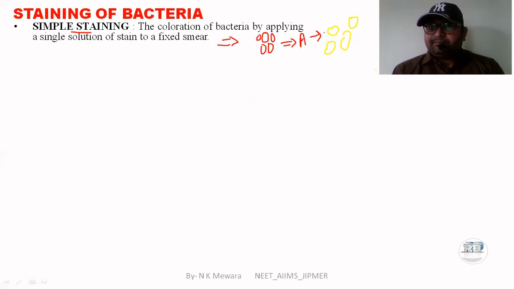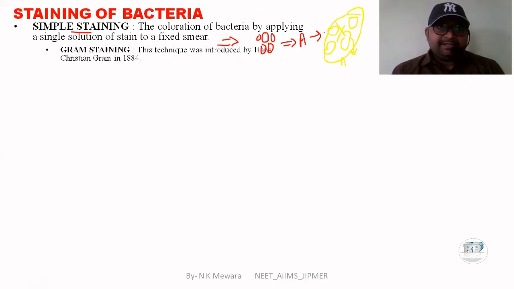When these bacteria are passed through acetone or alcohol, the color is never cleared. That means they always retain the color. The stain is retained on the bacteria, and it never clears with the help of acetone or alcohol.